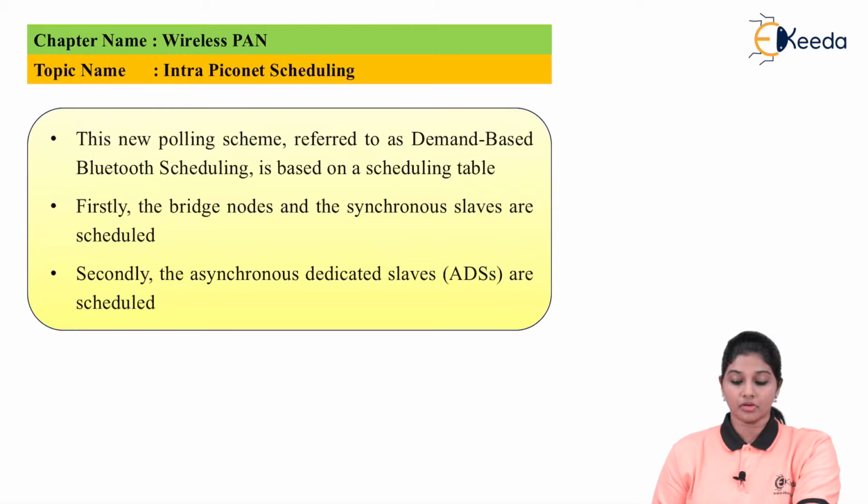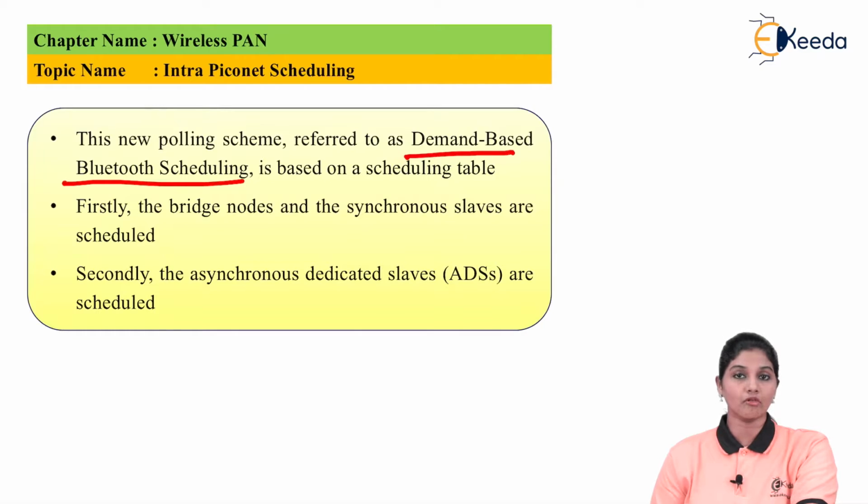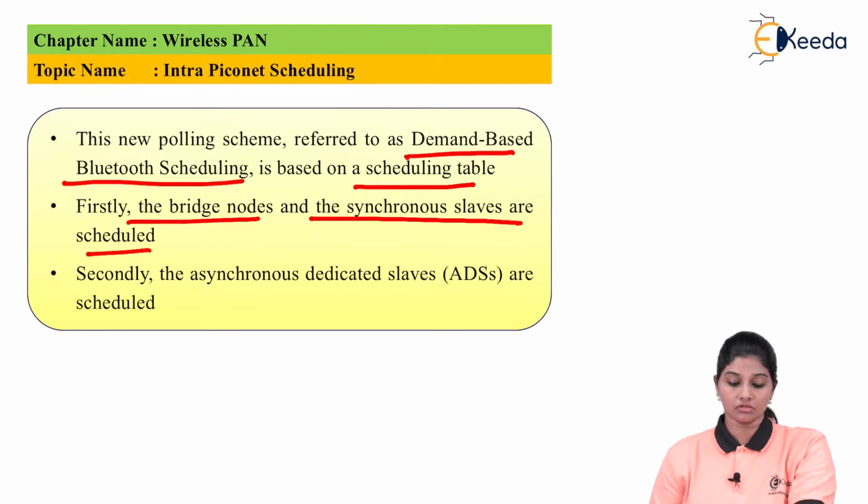So basically, the demand-based Bluetooth scheduling is a new type of scheduling method or polling scheme, and that is based on a factor called the scheduling table. So first, a bridge node and the synchronous slaves are scheduled. In case of scheduling, first of all, on the basis of the demand, the bridge node and the synchronous slaves get scheduled first. After that, the asynchronous dedicated slaves get scheduled. So on the basis of the priority and on the basis of the table, the scheduling for each node is done.